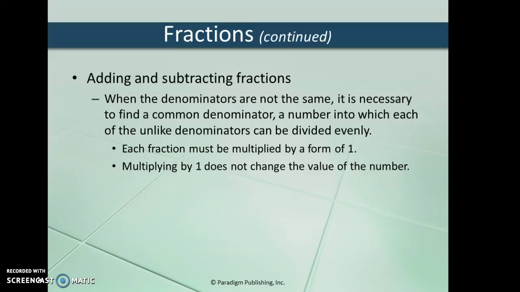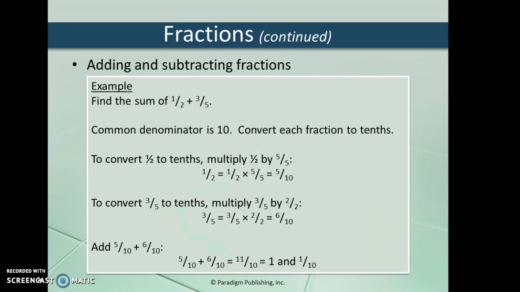When the denominators are not the same, it is necessary to find a common denominator, a number into which each of the unlike denominators can be divided evenly. In order to obtain this, we need to multiply the fraction by a fraction that is equal to 1. Multiplying by 1 does not change the value of the fraction. So in this example, find the sum of 1/2 plus 3/5. The common denominator is 10. Convert each fraction to tenths.